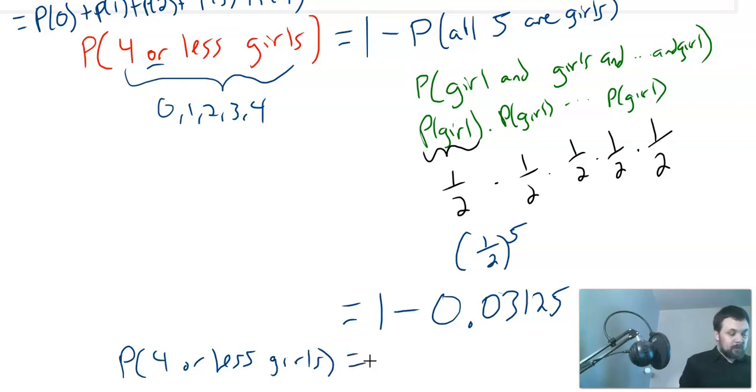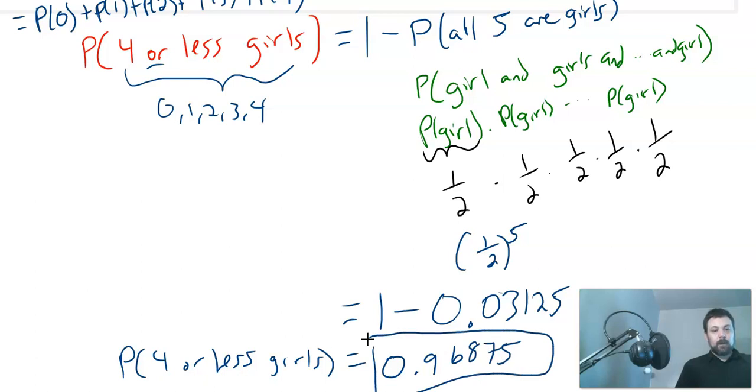And so I'm going to take 1 minus that number, and we get 0.96875. And then again, round appropriately, whatever the directions might say on the homework. But I'm just going to leave it exact. That's the exact value. So if you have 5 children, there is a 97% chance that you'll have 4 or less girls. Or in other words, there's a 97% chance that they won't all 5 be girls. Right? Okay.